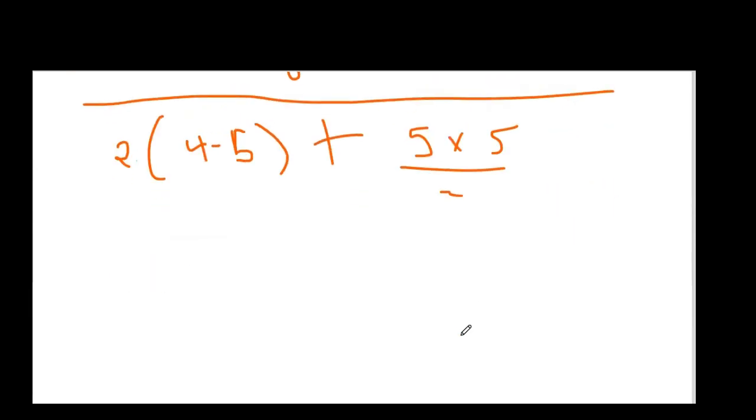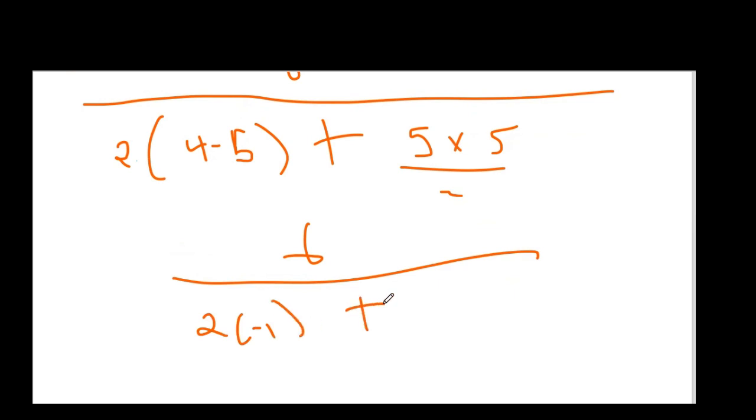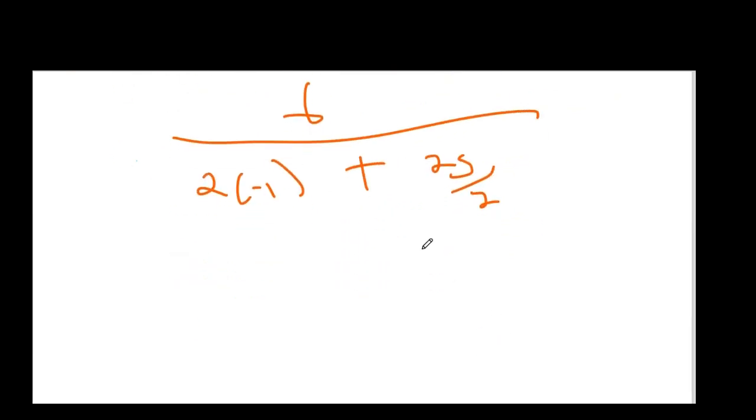So what do we have? We have 6 over (2, minus 1), then plus, here what are we going to have? We have 25 over 2, okay? So this expression here, we can write it in this form. It will have positive 6 on top, then divided by minus 2 plus 25 over 2, okay?